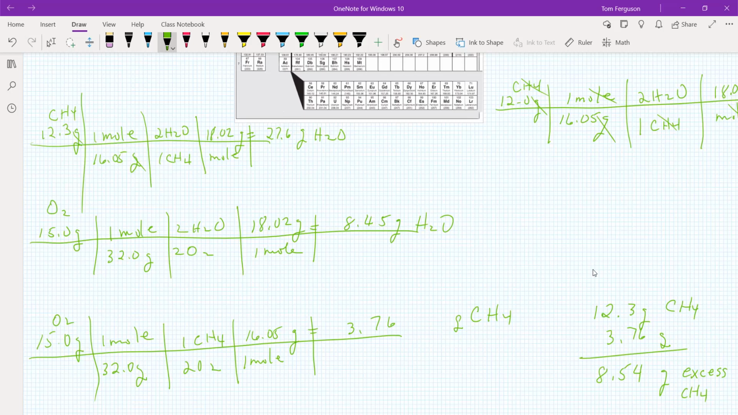We got 8.45 grams of water. That's product. That's the first part of the question. The second part is how much excess of the non-limiting reactant do we have? And that's this calculation here coupled with this subtraction.